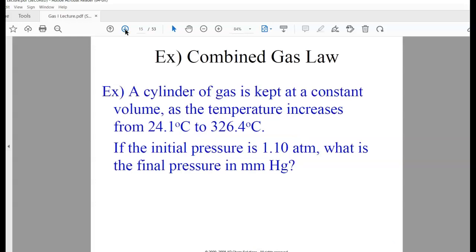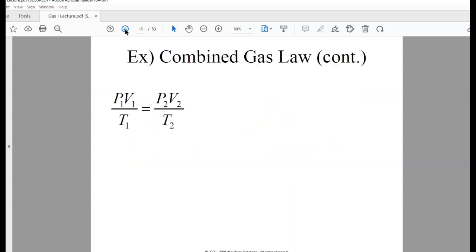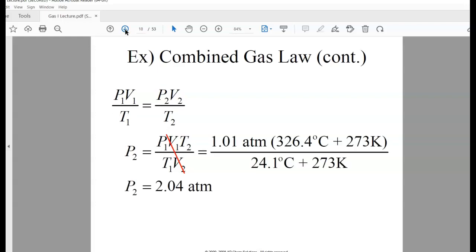Here's a question looking at combined gas law. A cylinder of gas is kept at a constant volume as the temperature increases from 24.1 degrees C to 326.4 degrees C. Before you do anything, convert those to Kelvin by adding 273. So you can see this is a temperature and pressure deal here. Volume would cancel out, so it would be P1 over T1 is P2 over T2. So we get rid of those volumes, they're the same on both sides. And so we just go ahead and make sure, driving the point home here, you got to convert those temperatures. So my temperature goes up, or excuse me, my pressure goes up substantially from what it was.